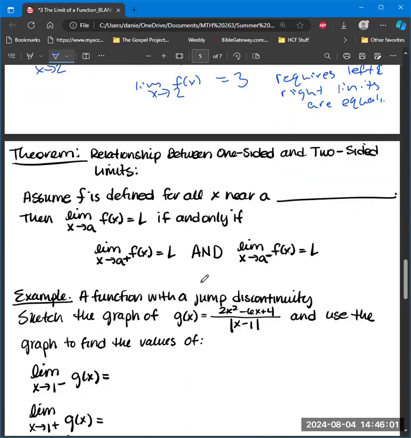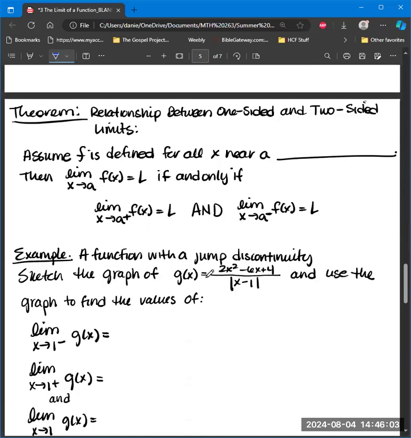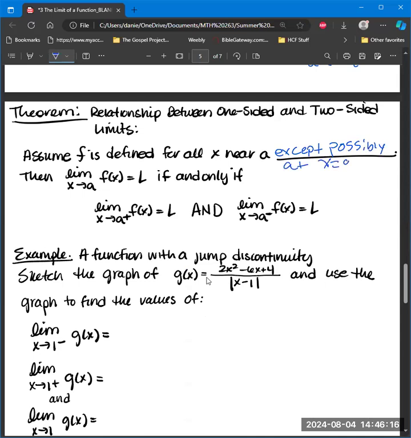So the relationship between one-sided limits and two-sided limits: assume f is defined for all x near a, except possibly at x equals a. Then the limit as x approaches a of f of x equals L if and only if the limit as x approaches a from the right of f of x equals L, and the limit as x approaches a from the left of f of x equals L.